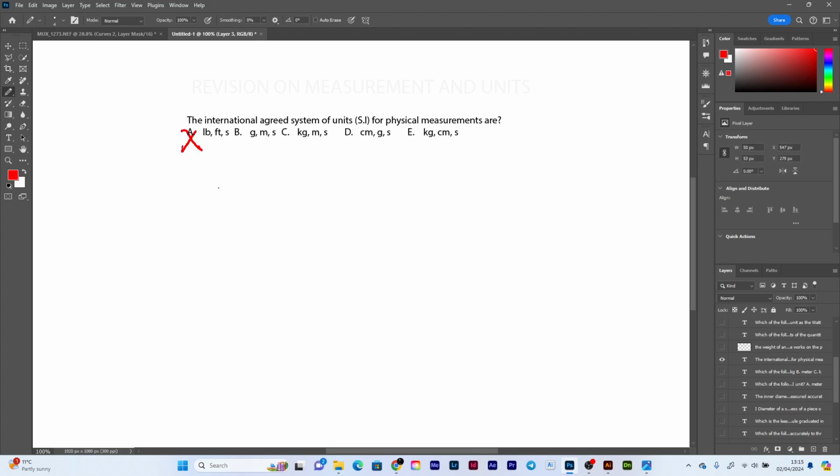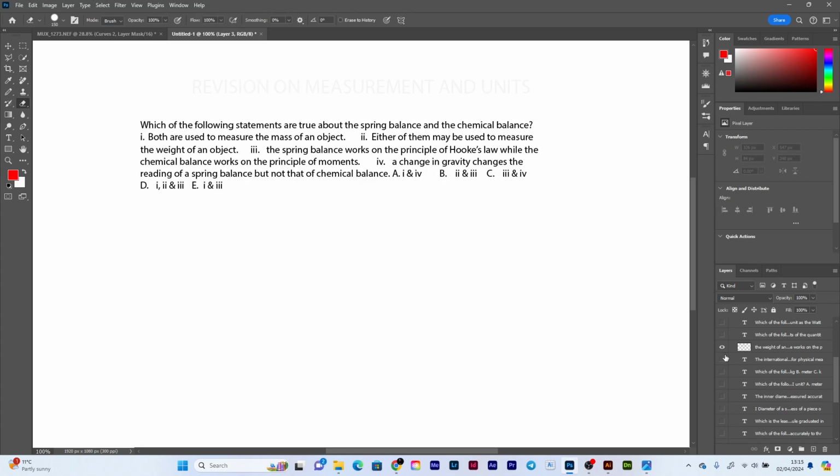So this is not fundamental. Gram, meter, and seconds: these two are fundamental, but gram is not fundamental, so B cannot be the answer. Kilogram, meter, and seconds, correct. This is the right answer. So the correct answer here is option C. Are we together? So let's move to the next question.